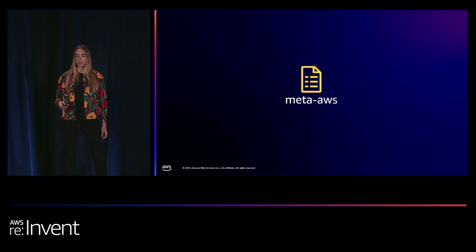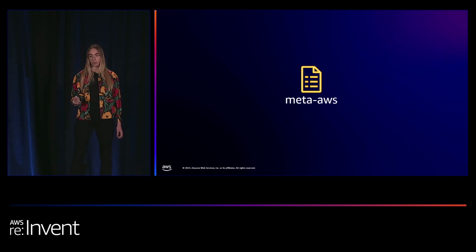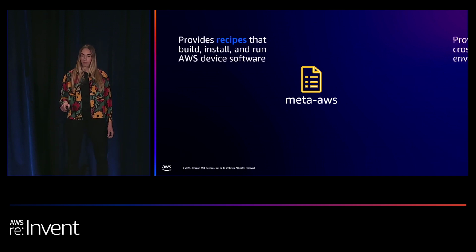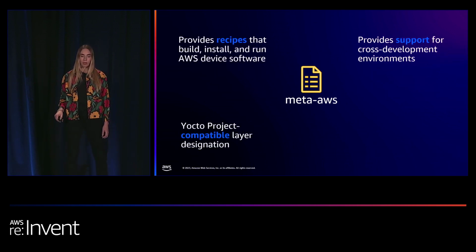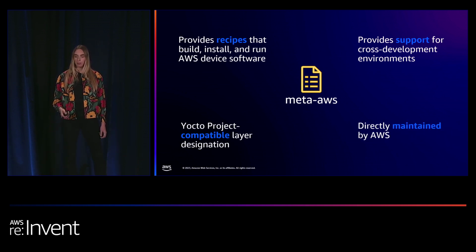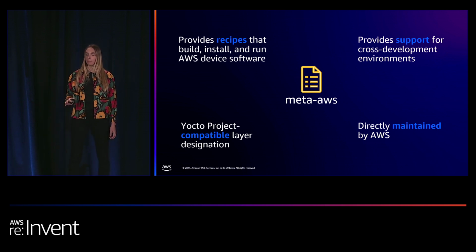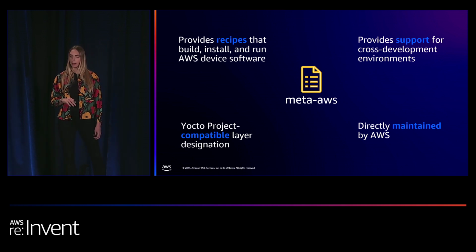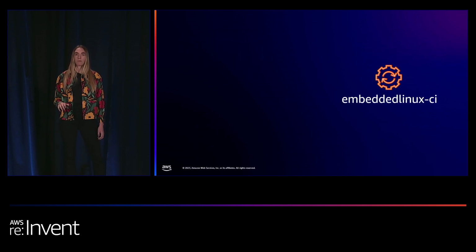So meta-AWS is something that customers can use who want to use AWS services easily. It provides recipes, and it provides support in a form of a Yocto project compatible layer that's directly maintained by AWS. So again, meta-AWS provides recipes for building in AWS Edge Cloud software capabilities to embedded Linux built with Open Embedded and Yocto project. So that answers that first question.